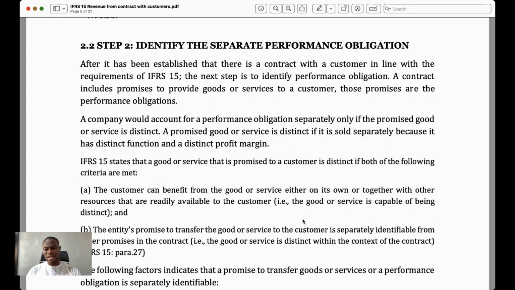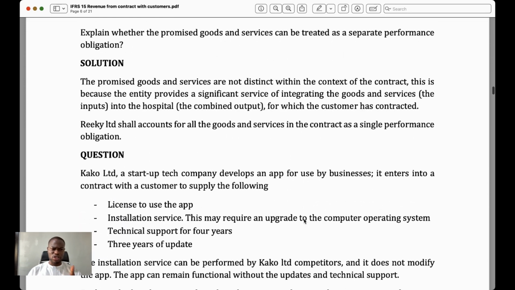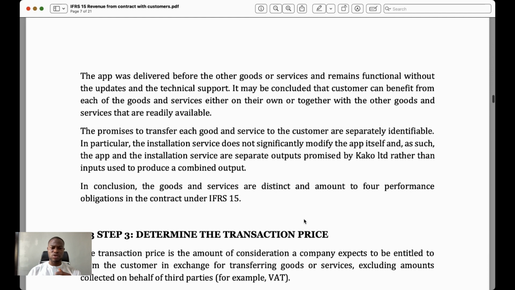And when we say separately identifiable, that also means three things. One is that it is not integrated with other goods or services. Two is that it does not modify other goods or services. And three is that it does not depend on other goods or services. Then you know that this is a separate or distinct performance obligation on which revenue should be separately recognized. Then we looked at questions, we looked at this question and we looked at one other one.